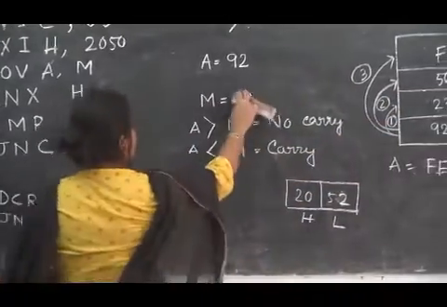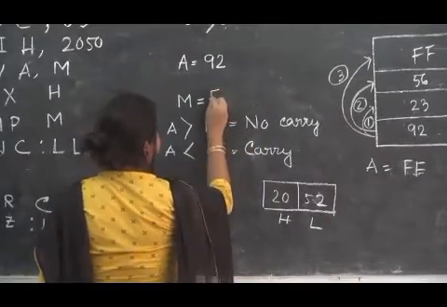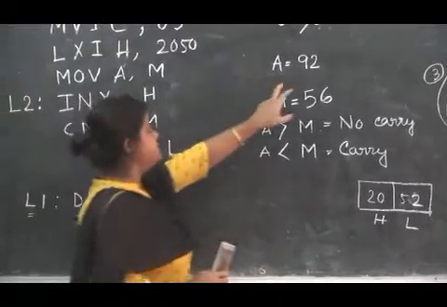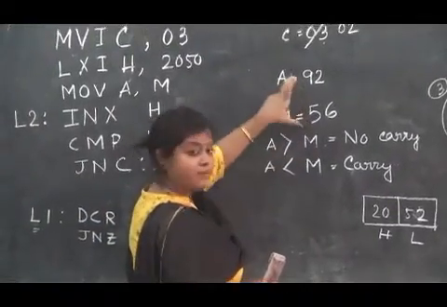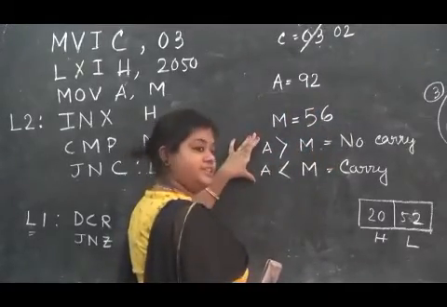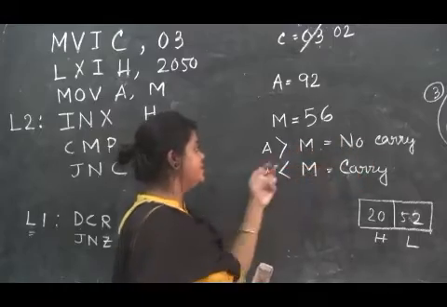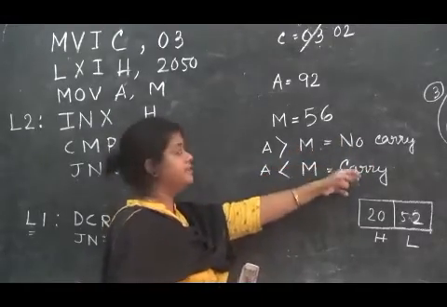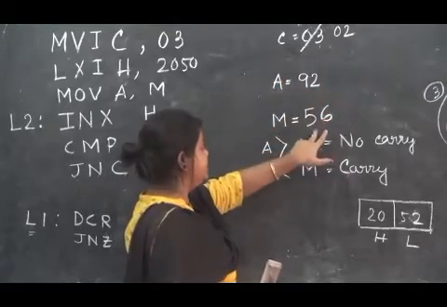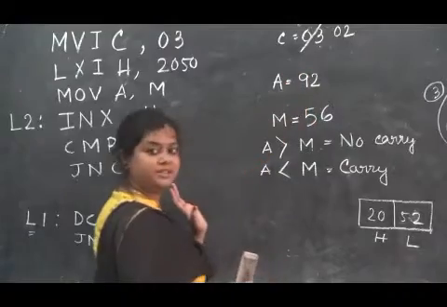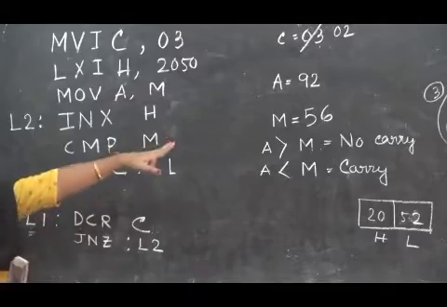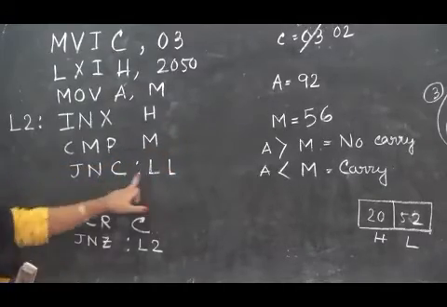So the value of M will change. The value of M is 56. Compare M: there will be a comparison between 92 and 56. Again the condition is there: if A is greater than M, no carry; if A is less than M, there will be a carry. In this condition, we again see that 92 is the higher value than M, so there will be no replacement. JNC, jump if not carry, there is no carry, so it will jump to the location L1.